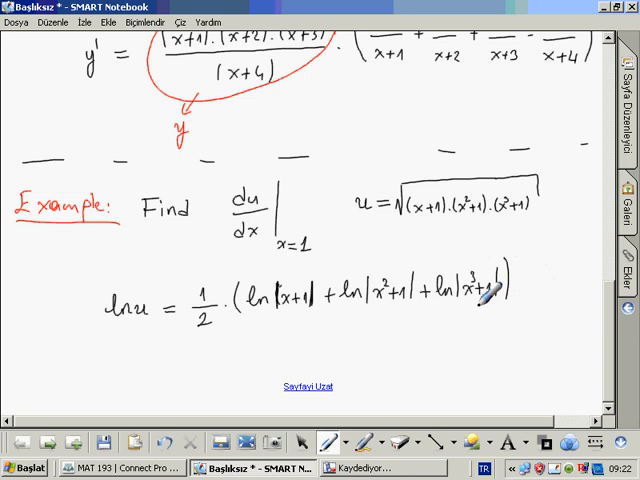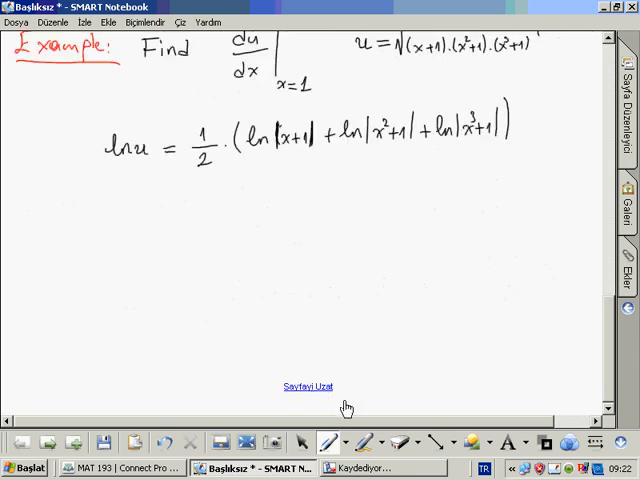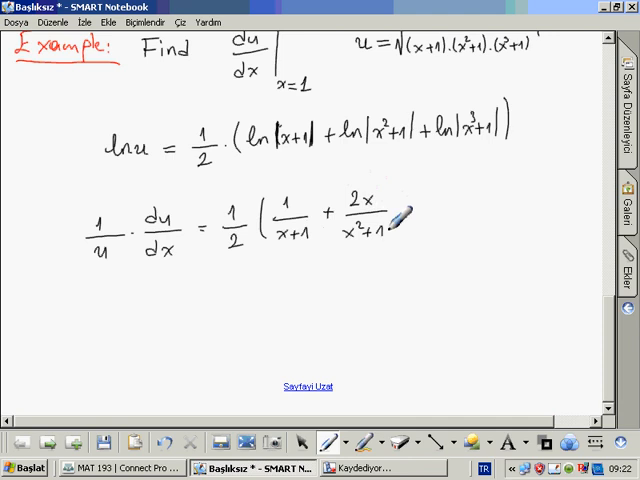Then take the derivative of each side of the equation, and you will obtain again 1 over u times ∂u/∂x, and it equals 1 over 2 times 1 over x plus 1 plus 2x over x squared plus 1 plus 3x squared over x cubed plus 1.